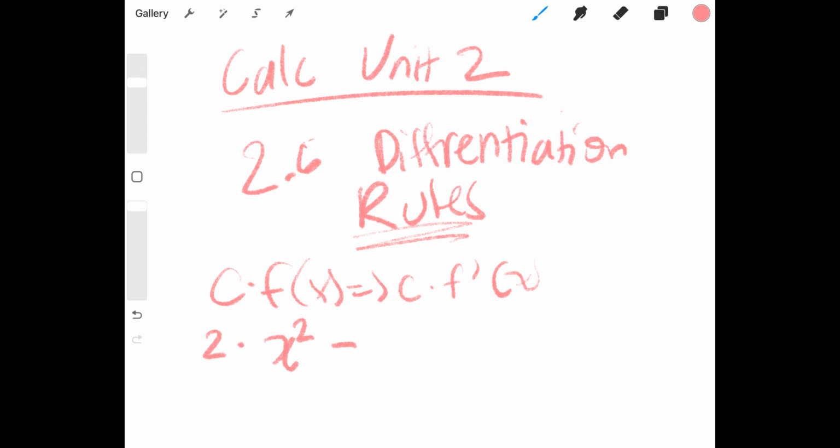Example, 2 times x squared, the derivative of that is 2 times the derivative of x squared, which is 2 times 2x, right?